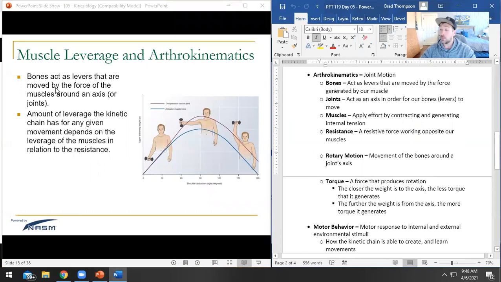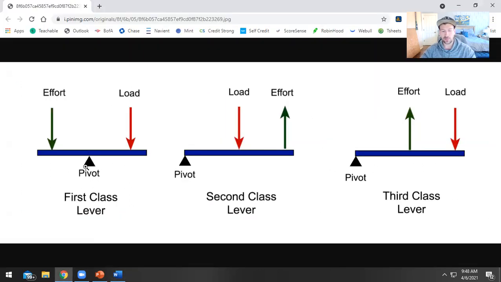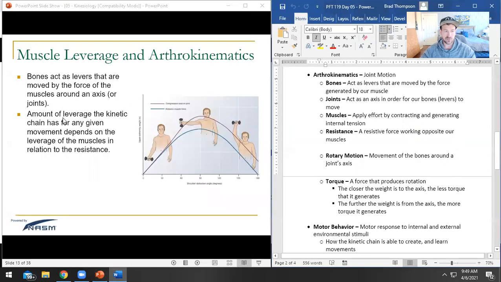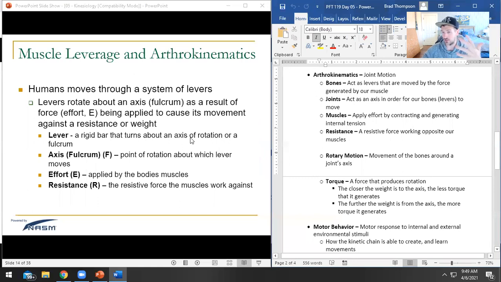So the bones are the levers, right? And where it's pivoting, this little pivot point right here, that's your axis or your fulcrum. This is where you are going to actually pivot from. This is your joint. We're seeing one bone right here, but it would probably be two separate bones and they would pivot along this little joint right here. So the amount of leverage depends on how much resistance you're able to create.